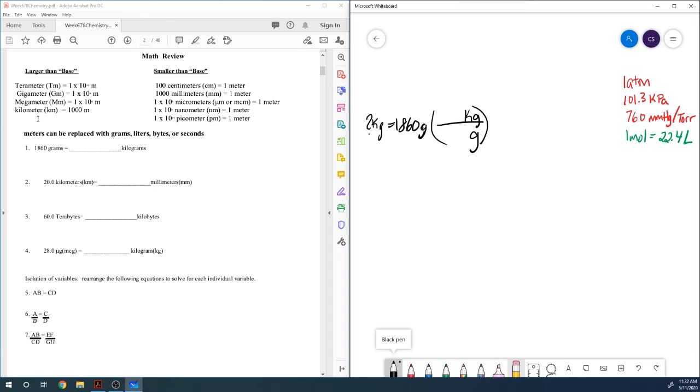Now if we look over here, it tells us that a kilogram, which we don't care about the base unit, I only care about the prefix. So kilo means 1,000. So that means there are 1,000 grams in 1 kilogram. So that'll be 1860 divided by 1,000, which is 1.86 kilograms.